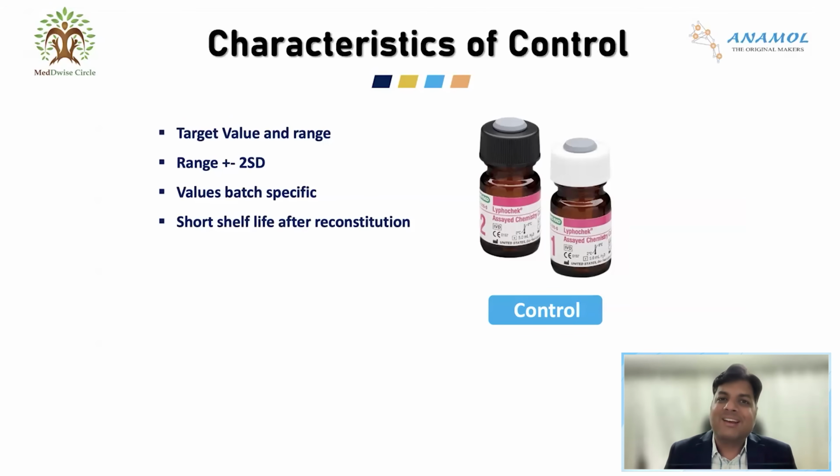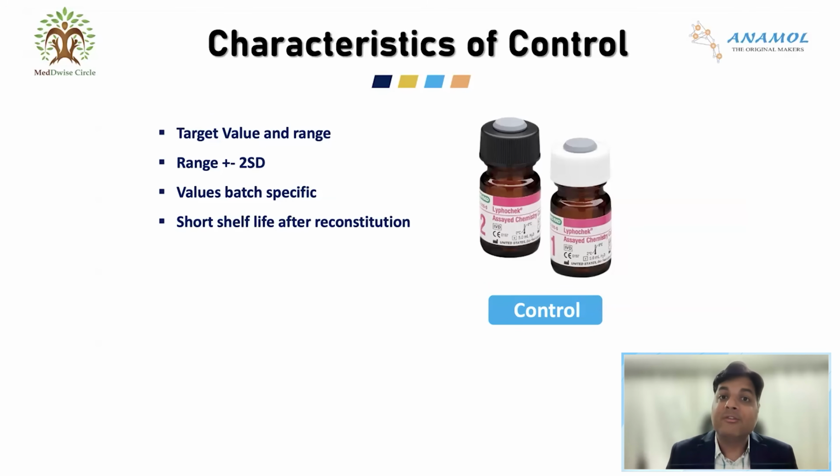What are the different characteristics of controls? Every control vial has a certain set of characteristics. Like we already discussed before, for every analyte in the control, there is a range of that particular analyte, which is given in the value chart. Now, this range also has something called a target value. We will understand in future what the meaning of target value is, what the meaning of a range is, and how this target value and range are decided. We will understand that later.